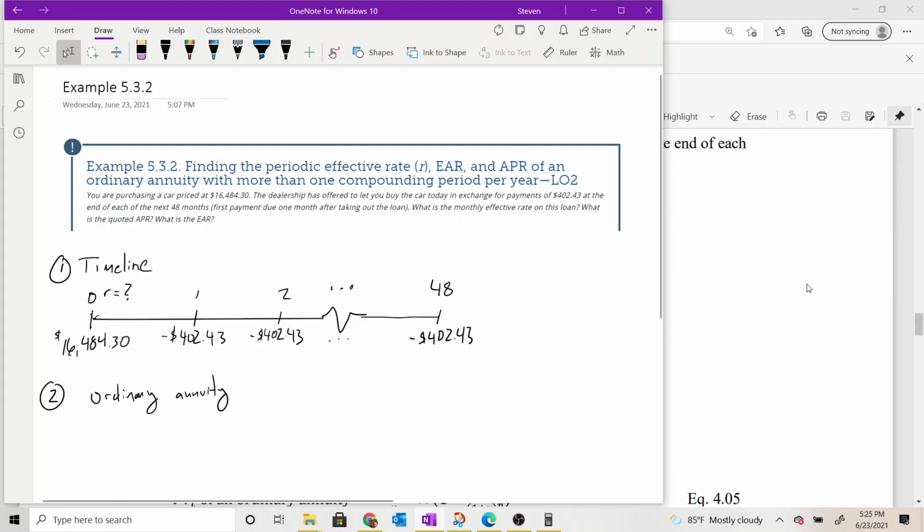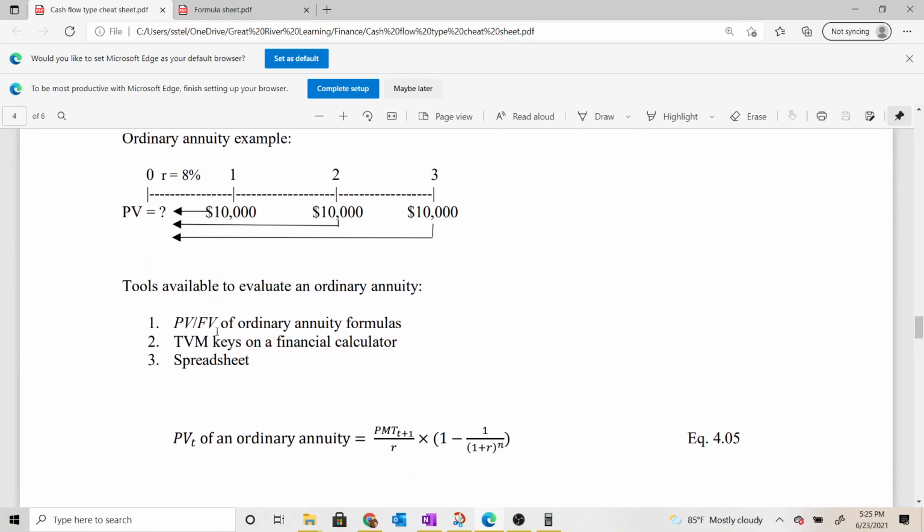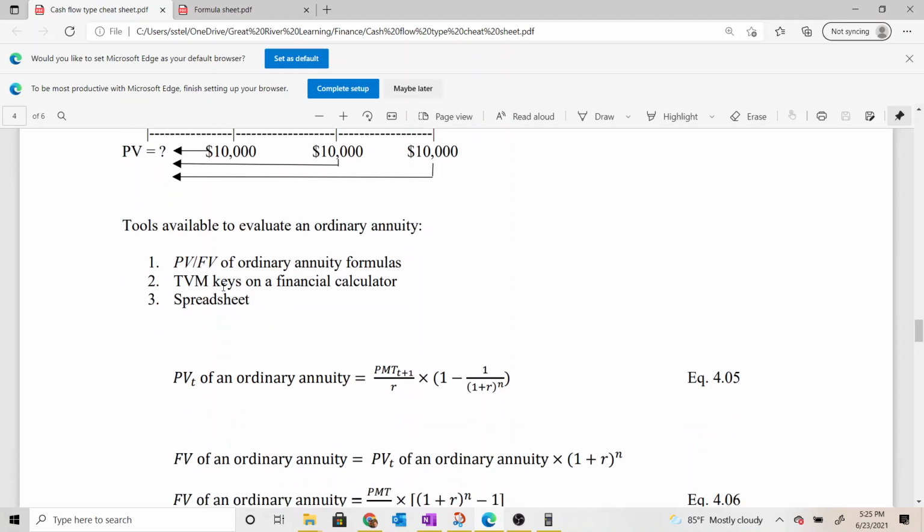Once we know that we're dealing with an ordinary annuity, it is time to select our tool that we're going to use to evaluate it. And when we're dealing with ordinary annuities, we have three available to us. We've got the present value or future value of an ordinary annuity formula. We've got the time value money keys in a financial calculator, and we have a spreadsheet. We're going to skip over the spreadsheet just because that is not usually available on an exam, and we want to practice the things that we will have access to. So that leaves us with the formula or the financial calculator.